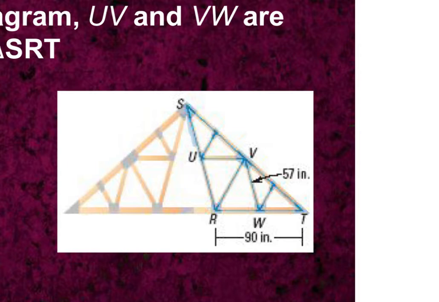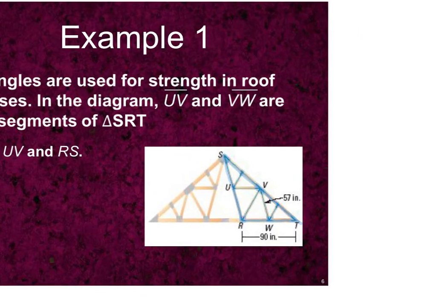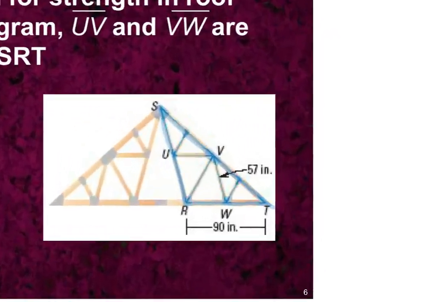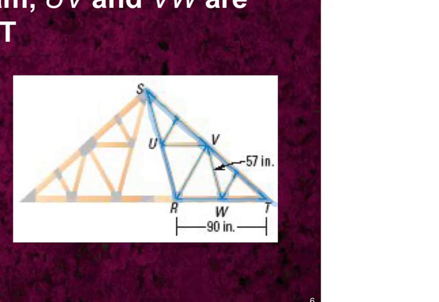SRT is the triangle that we're looking at. And it tells us that UV and VW are mid-segments, okay? That means that U is the midpoint of SR, V is the midpoint of ST, and W is the midpoint of RT. So midpoint, midpoint, and midpoint.